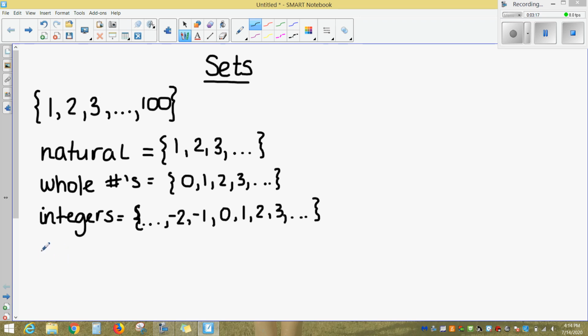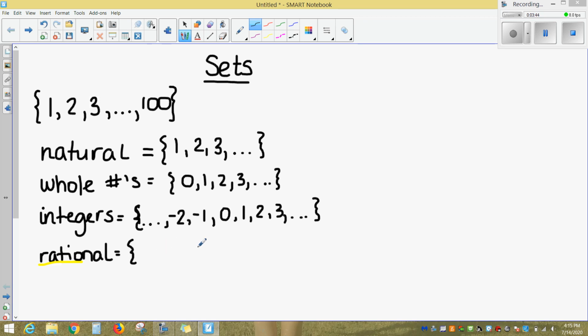If we want to make that set even bigger, we can talk about the set of rational numbers. When we see the word rational in math class, what we're going to see here at the beginning of this word is the word ratio. The rational numbers is the set of all numbers that can be written as fractions or as ratios of two integers.